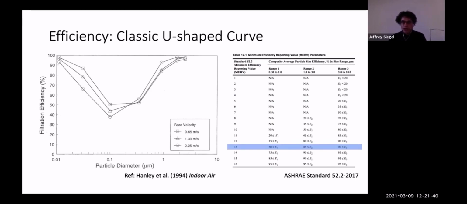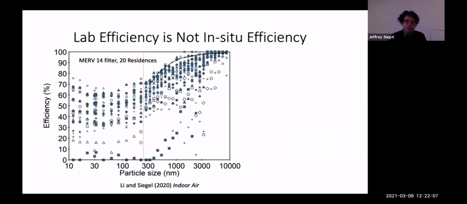And so in particular, a lot of the transmission occurs in particles that are 1 to 3 microns in diameter. And you can see that the efficiency is 85% for those particles. And so this whole idea of filter efficiency is very important, because you have to make sure that your filter has sufficient removal of the size of particles that you care about. And then there's another layer of complexity.